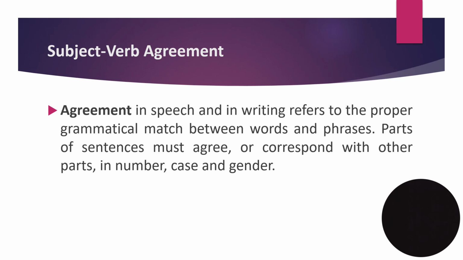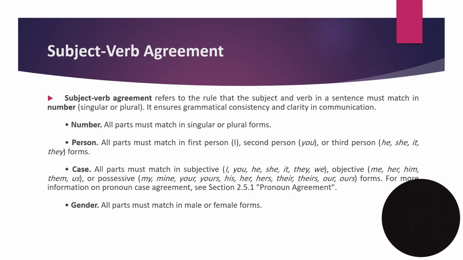Now, what do we mean by agreement? Agreement in speech and in writing refers to the proper grammatical match between words and phrases. Parts of sentences must agree or correspond with other parts in number, case, and gender. Subject-verb agreement refers to the rule that the subject and verb in a sentence must match in number, singular or plural. It ensures grammatical consistency and clarity in communication.